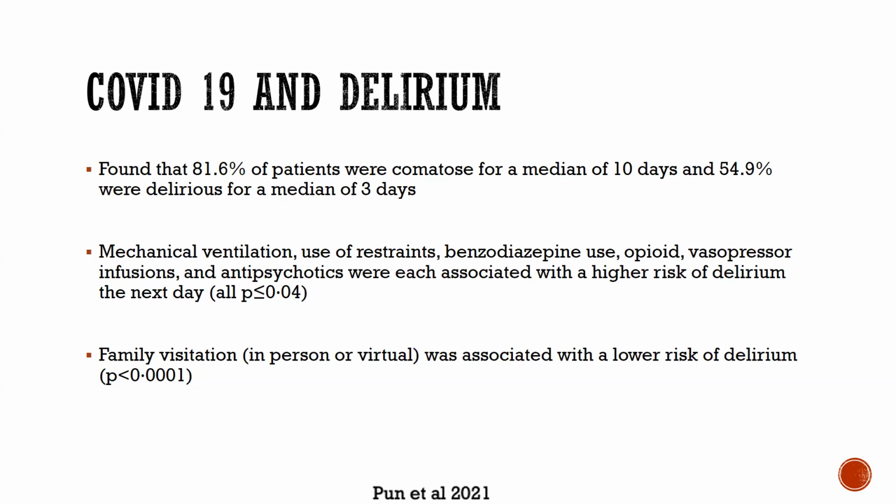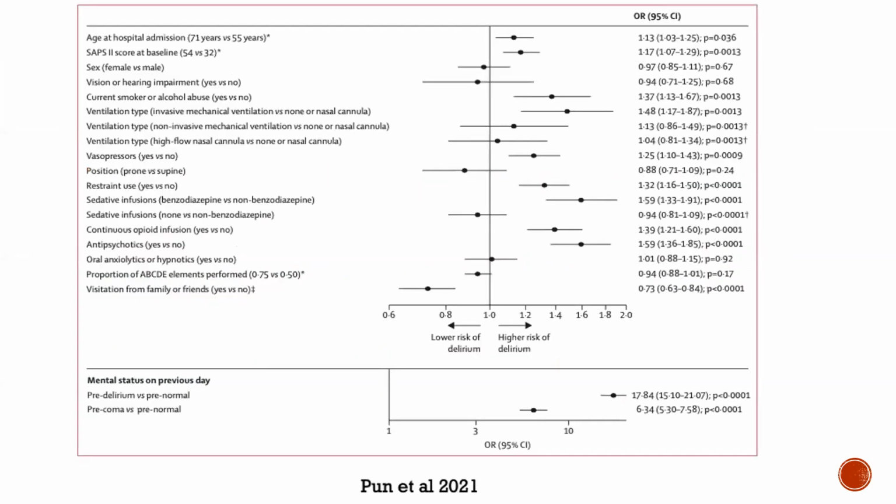Another thing they found was specifically family visitation, whether in person or virtual, was associated with a lower risk of delirium, to some pretty significant statistical significance. So this is just a little plot that looks at some of the differences between these patients. On this side, we're seeing things that were more protective for delirium, and the big one was family visitation, and things with higher risk of delirium. Obviously the big ones: your sedative infusion, restraints, vasopressors, being mechanically ventilated, and obviously age.